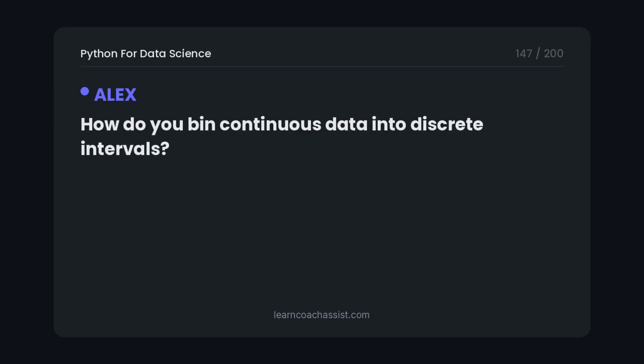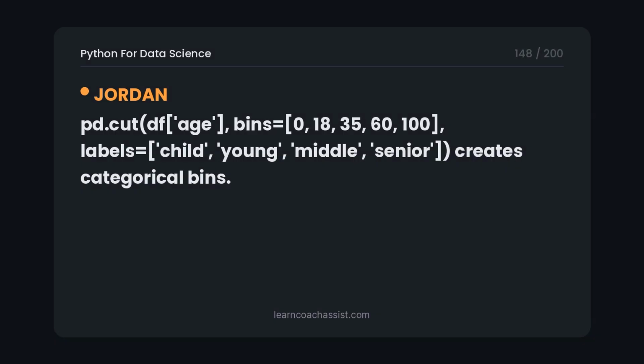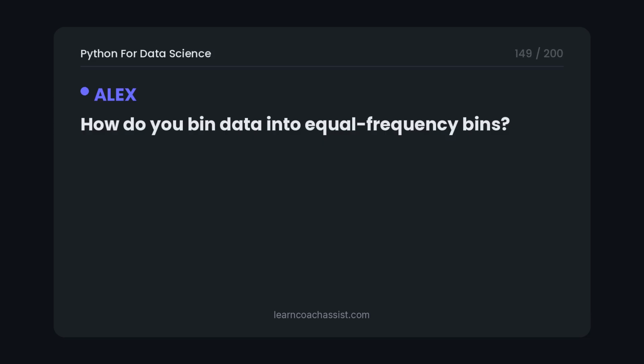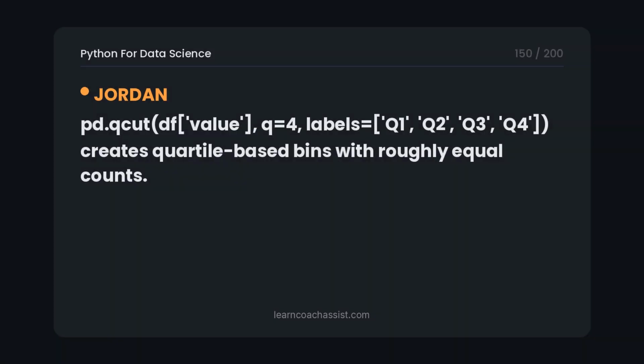How do you bin continuous data into discrete intervals? pd.cut(df['age'], bins=[0, 18, 35, 60, 100], labels=['child', 'young', 'middle', 'senior']) creates categorical bins. How do you bin data into equal frequency bins? pd.qcut(df['value'], q=4, labels=['q1', 'q2', 'q3', 'q4']) creates quartile-based bins with roughly equal counts.